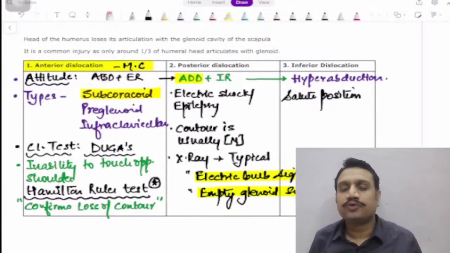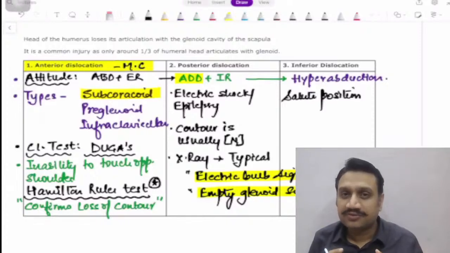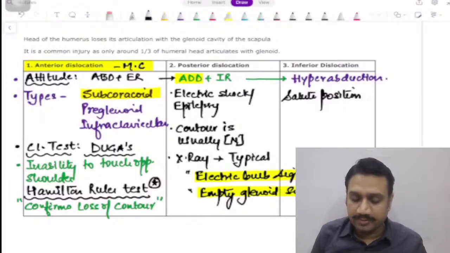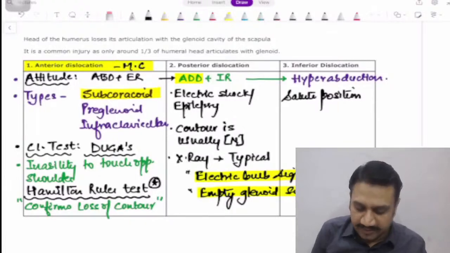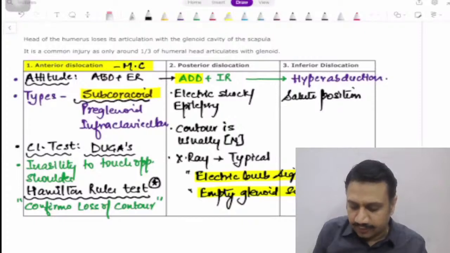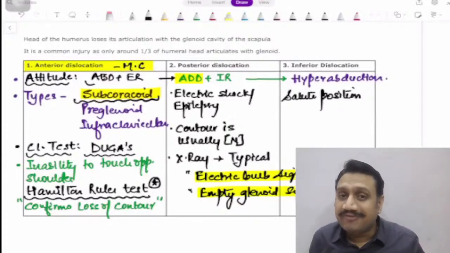Second point is, in the anterior dislocation, we have got 3. Actually, there are 4. The 4th one is very uncommon. But of the 3 common types of anterior dislocations, which one is commonest? Most commonest, it has to be subcoracoid. Abduction, external rotation. Subcoracoid is the variant.